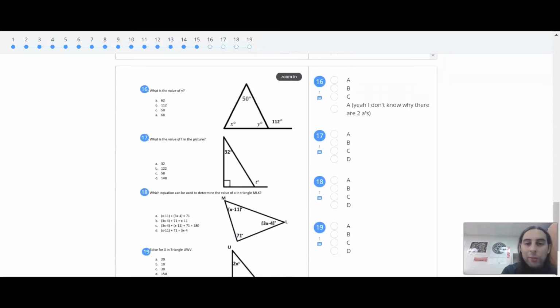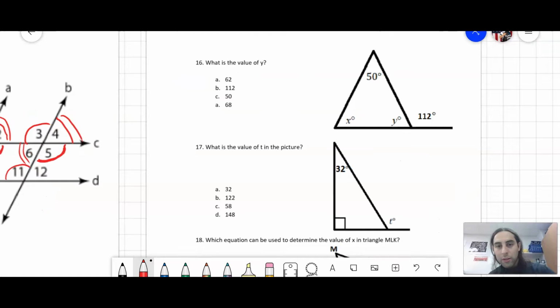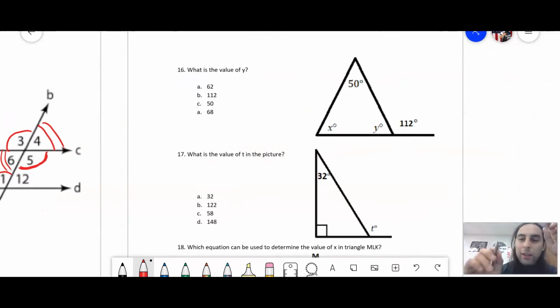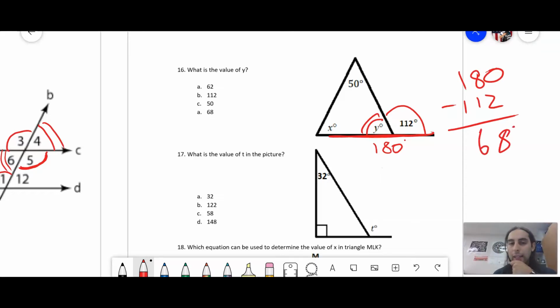All right, one last page here. Let's do 16. What is the value of y? Now, in this case, if I know this is 112 and I'm looking for y, if it makes a straight line, remember a straight line is a linear pair. They're supplementary. They add up to 180 degrees. So I can just do 180 minus 112, and I'll get 68 degrees.